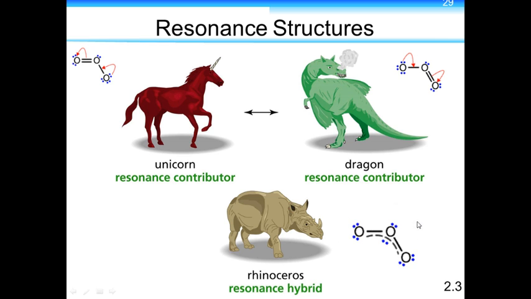You won't have to draw anything like this. What you may be asked to do is understand this concept of multiple Lewis structures giving us an idea of the actual structure, so the idea of resonance, and then you may be asked to just draw these different types of Lewis structures contributing to the resonance hybrid. But you won't have to actually draw the hybrid structure.